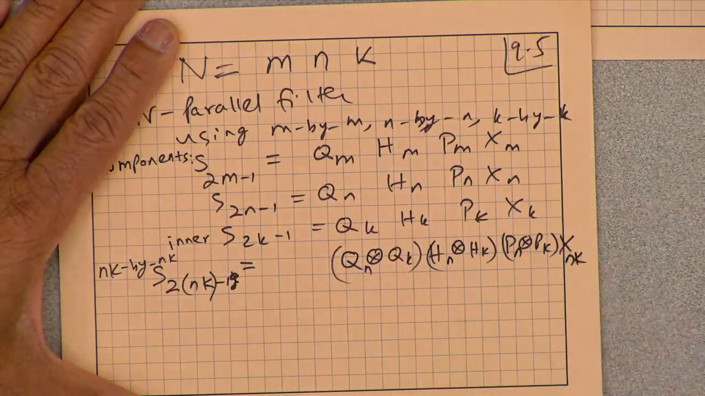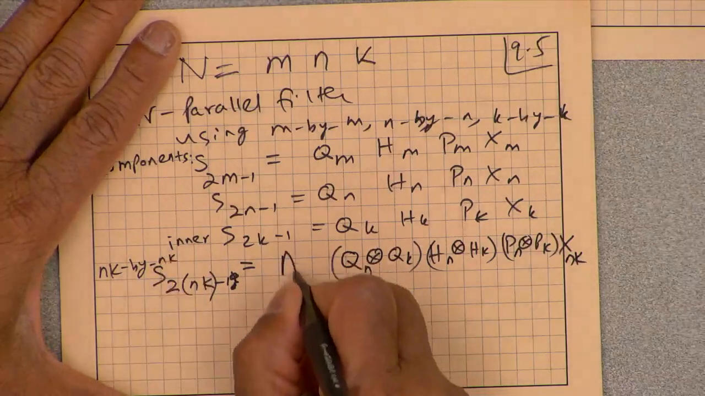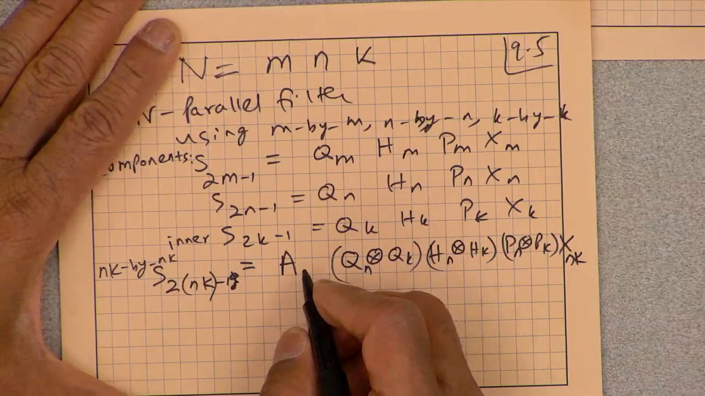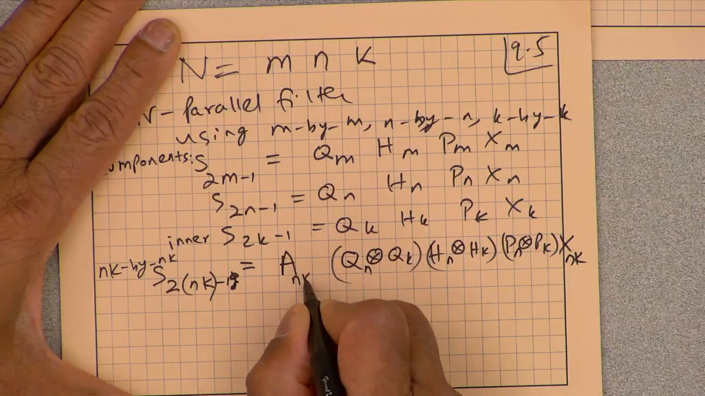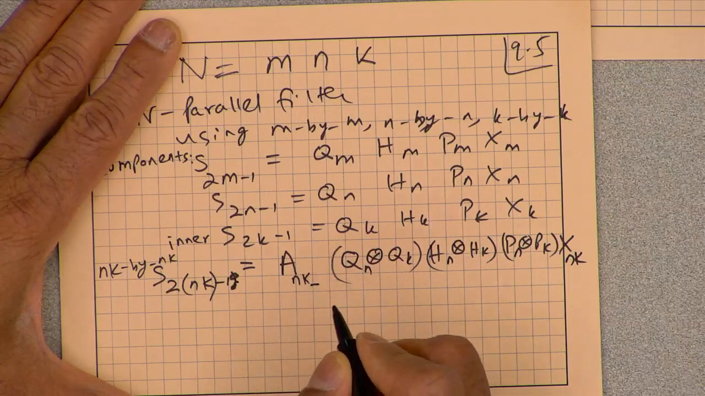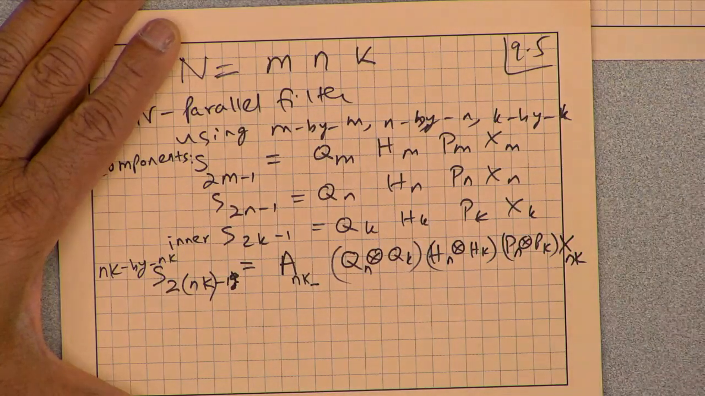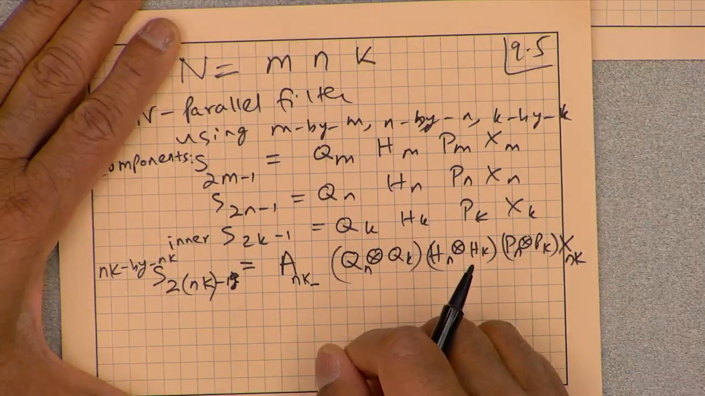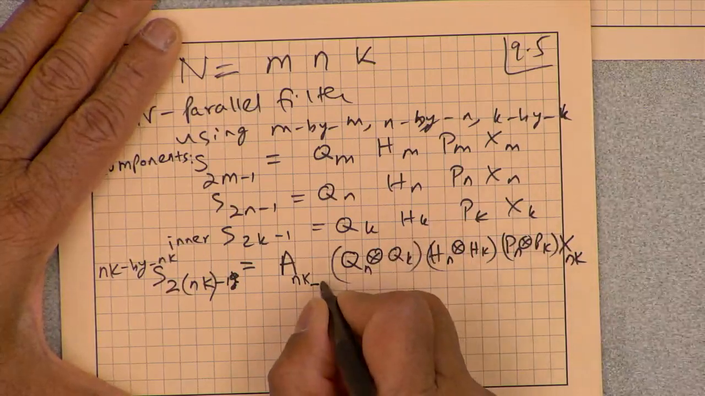So the number of inputs will be n times k because that's the dimension, and finally a of nk with the overlap here. So let's see, the index that we are using is nk.